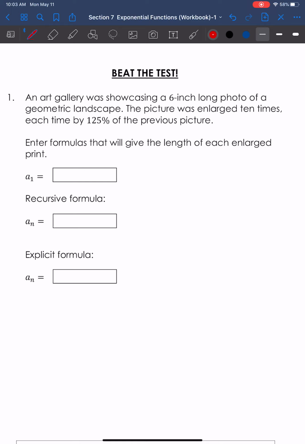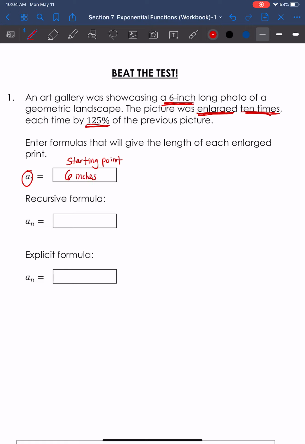So let's go over and talk about what A1 means. You see A1 right here, and what that stands for is your starting point. It's the first term. So in this case, an art gallery was showcasing a 6-inch long photo. That started out at 6 inches. It was enlarged 10 times, each by 125% of the previous picture. So our A1 is 6 inches.